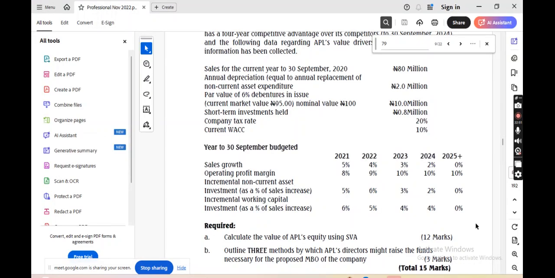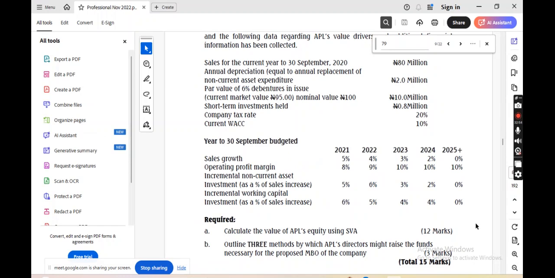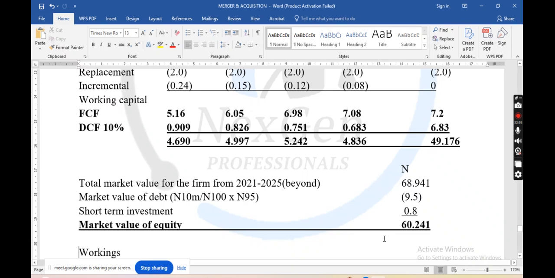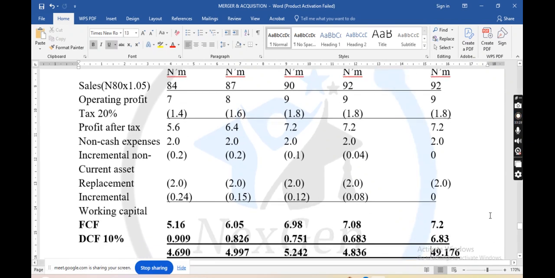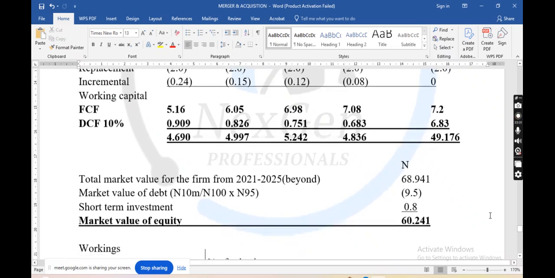Sir, please, can you repeat the 7 drivers again? Sorry, I mentioned that yesterday. You can watch the video. Okay, sir. Sales growth, operating profits, incremental non-current assets, increase in working capital, then the competitive advantage, the cost of capital, right? I think that's what we mentioned. That's what we mentioned.